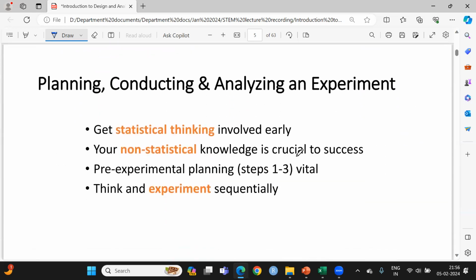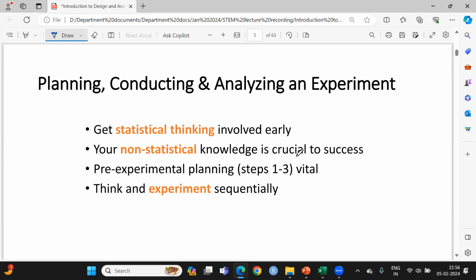In continuation of planning and conducting an experiment, what are the main things we have to keep in mind? We not only have to consider the statistical point of view, we also have to consider the non-statistical point of view. So, get statistical thinking involved early. These are the primary steps one has to keep in mind. Your non-statistical knowledge is crucial to success.